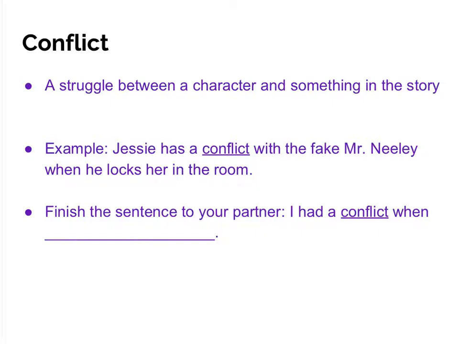So this could be in your stories. It could be two characters having a conflict, some problem that needs to be solved, or it could be in your own life too. We have conflicts all the time. So an example for me would be I had a conflict when my brother would not give me my phone back. He took it and he wouldn't give it back to me. So finish this sentence to your partner. I had a conflict when.